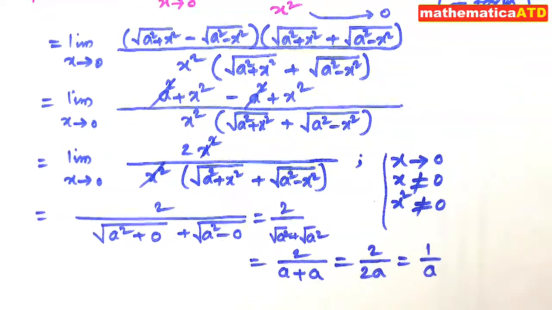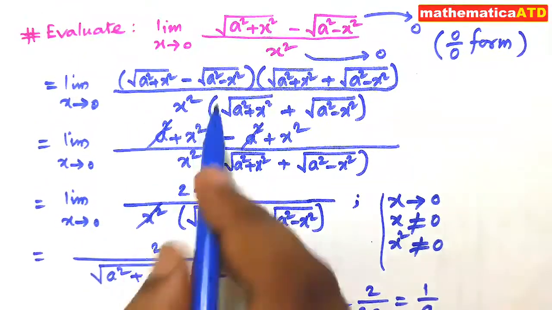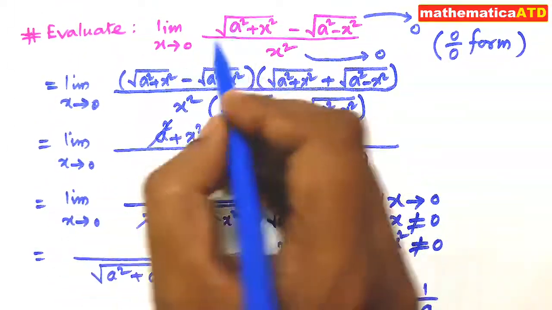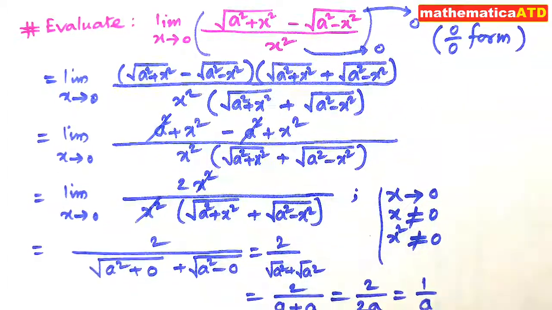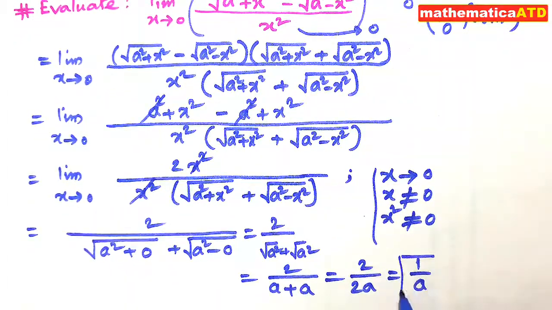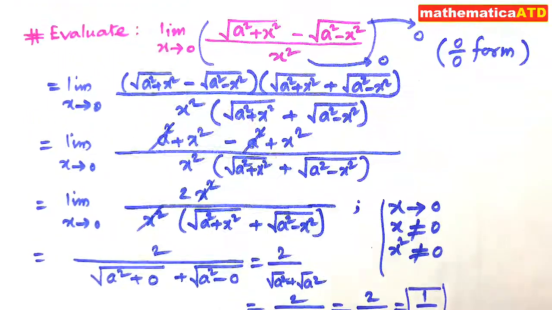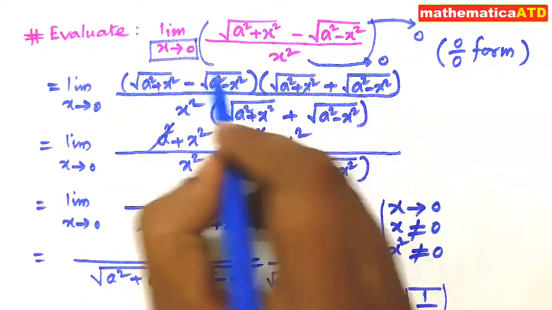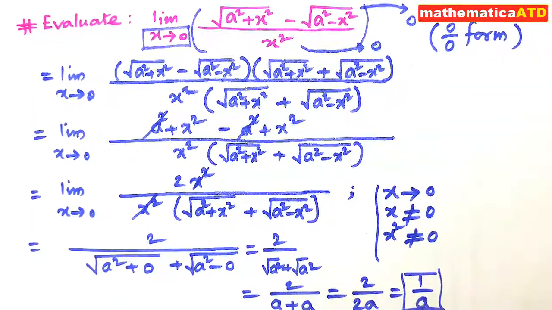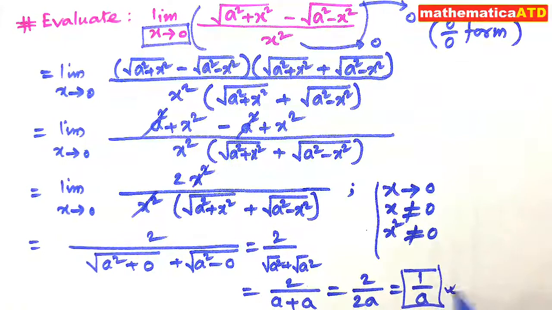Friends, now from here, where have we started? We started with limit x tends to 0 of this given function. This function is tending to 1 by a for x tending to 0. Since x is tending to 0, this function is approaching 1 by a. This is the limiting value of the given function.